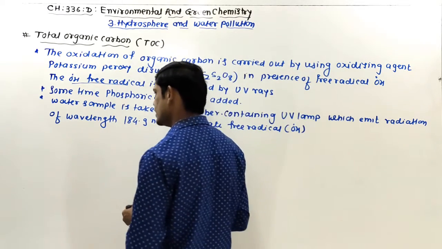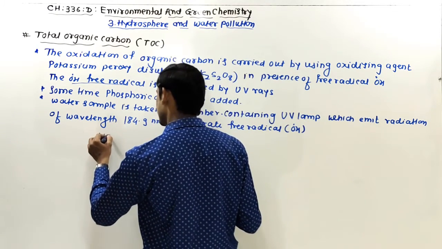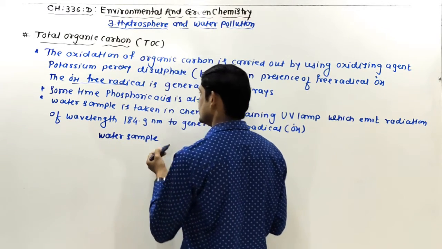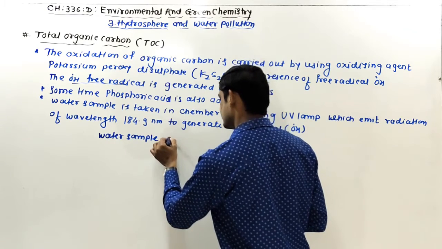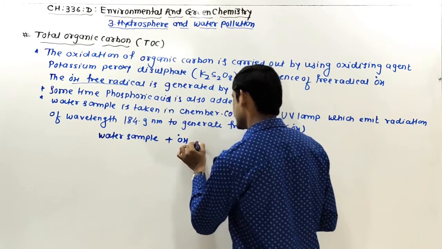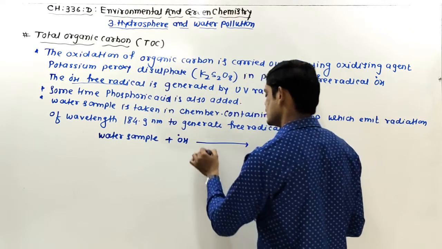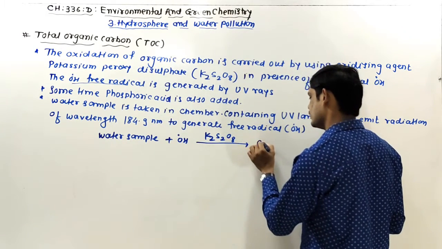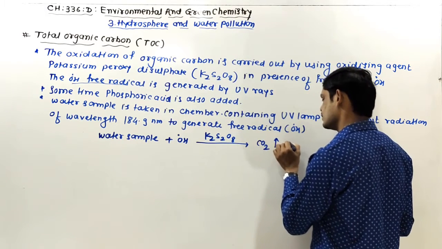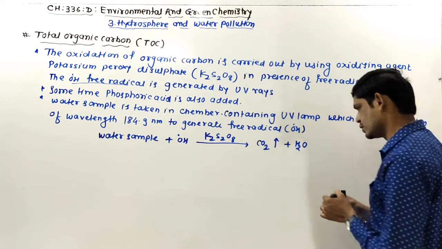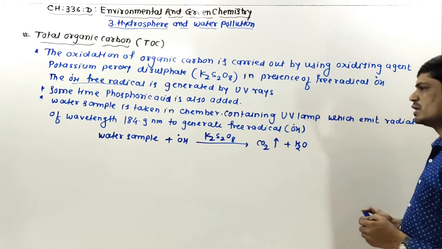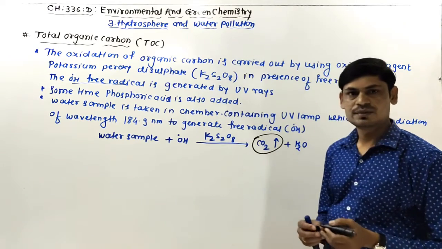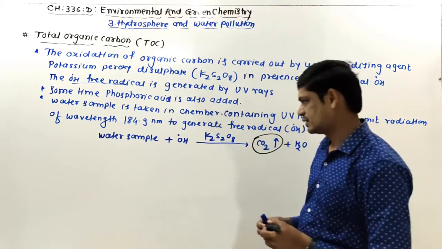So what will be the chemical reaction? Water sample containing organic carbon in presence of hydroxy free radical. Oxidation is carried out by using K2S2O8 and we will get the formation of CO2 and H2O. Now in this case, the liberated carbon dioxide is determined.